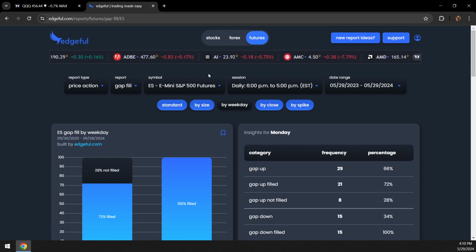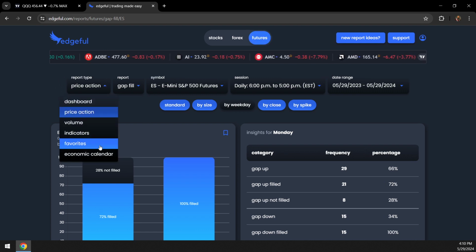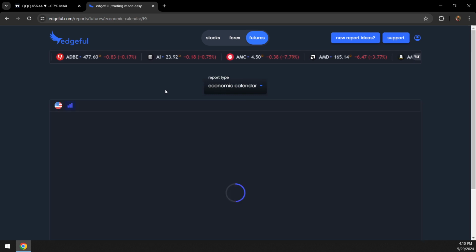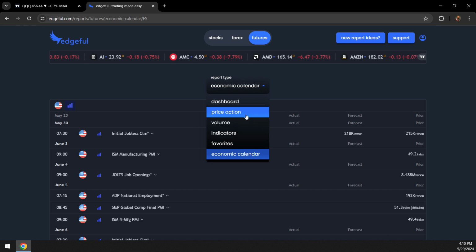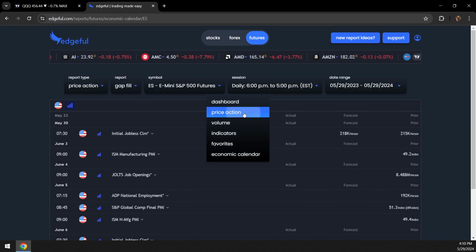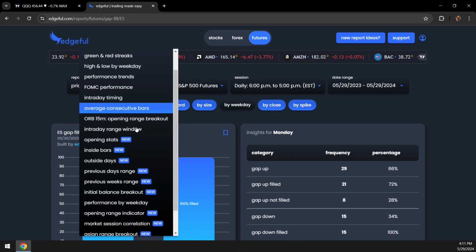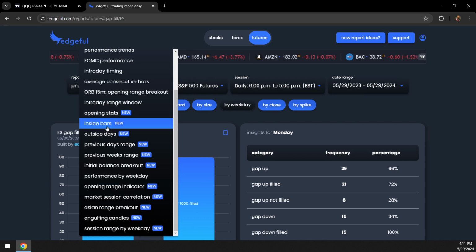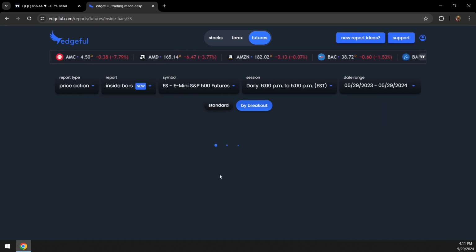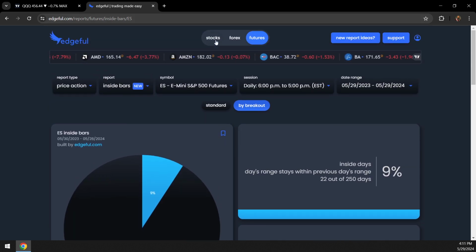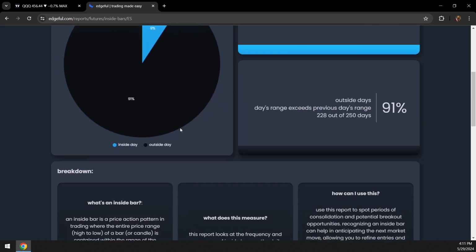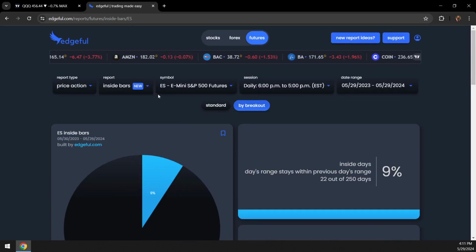I'm trying to think if there were any other reports. There's an economic calendar on here. There's a ton of other things on here too. It's not just data reports, but a lot of stuff. You see all these new ones. Wow, inside bars. But it's interesting. Some of these I haven't even gone through and looked at yet because they're brand new. But that's basically an overview of Edgeful and some ways that I use it.